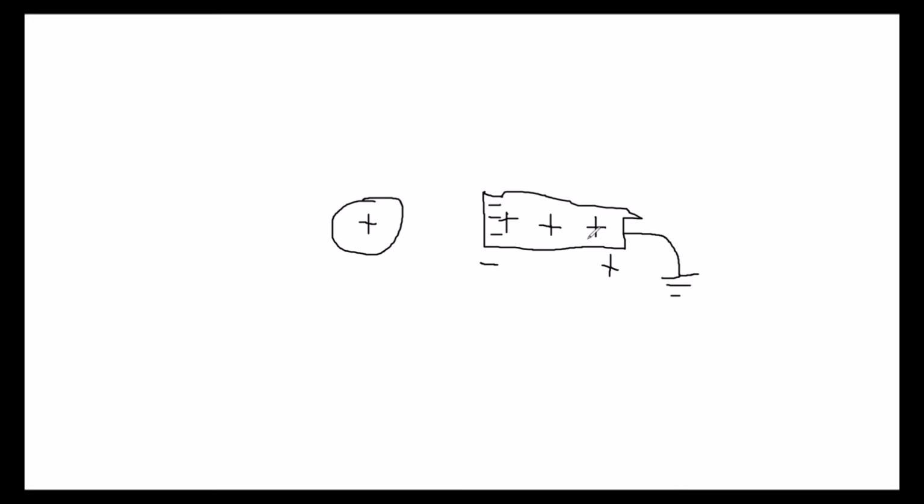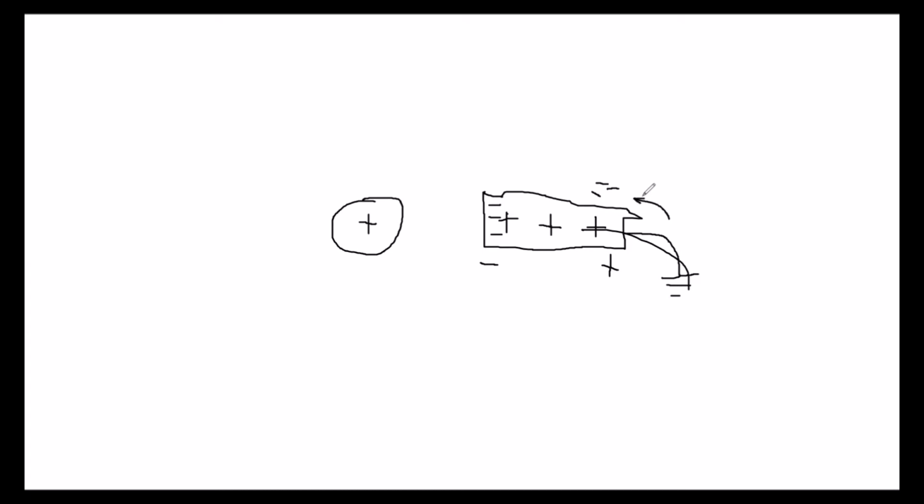So a positive is going to attract negatives. This right here is an abundance of negatives that are not held all that strongly because it's the ground. It's got a ton of negatives, enough to match up with all the positives. So basically, this positive, okay, that wasn't supposed to draw right there, whatever. This positive end is going to be attracting the negatives that we have here. And so we're going to end up with some extra negatives flowing on to our item.